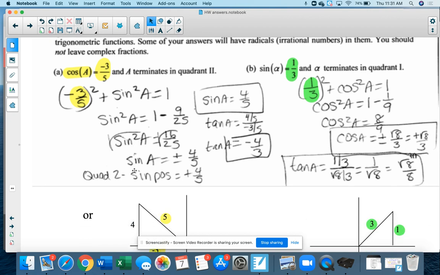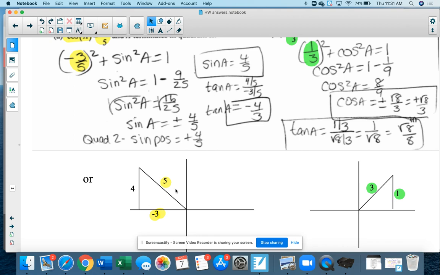I'm trying to solve for sine, so I take the square root of this, and then I have to take the square root of the other side. The square root of 16/25 is 4/5. Now I'm in quadrant 2, and sine is positive, so therefore the sine is positive 4/5. So now I know the sine of A is positive 4/5. I already knew the cosine of A is -3/5. And remember, tangent is just sine over cosine. So 4/5 over -3/5. And when I'm dividing fractions, I change to multiplication and I flip the second number. And the 5's cancel, and I'm left with -4/3.